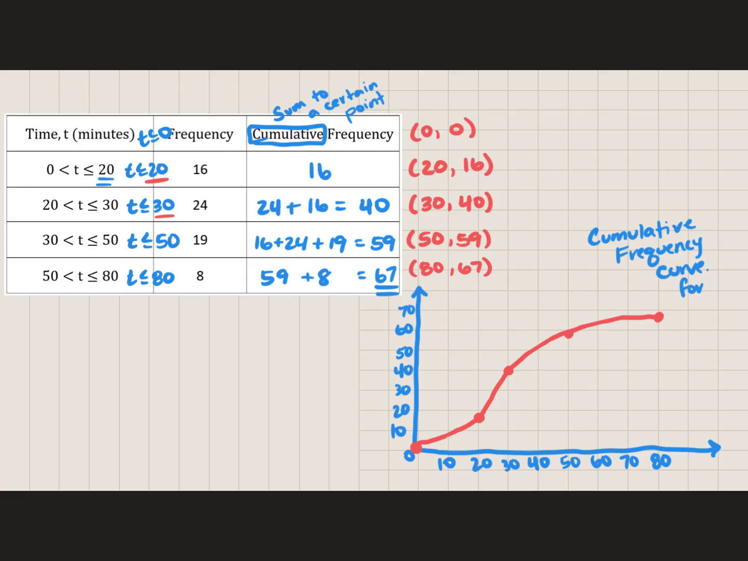So for maybe customers checking out, my vertical axes, that'll just always be your cumulative frequency.